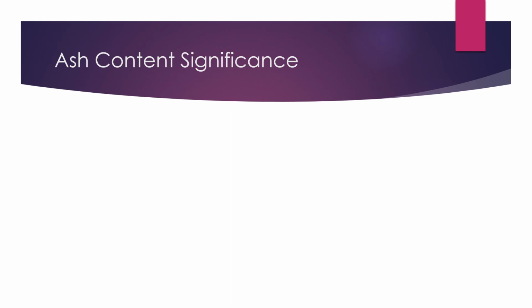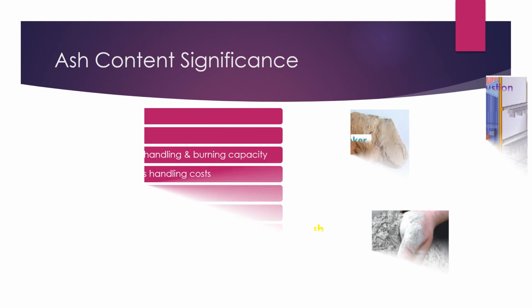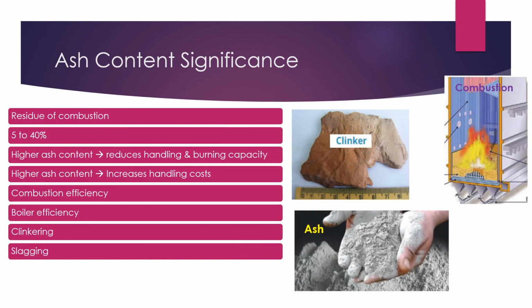Now, coming to the significance of ash content in coal, the product which is left behind after burning of coal is called ash. It is the incombustible portion which cannot be burnt further. Normally, the ash content of coal varies from 5 to 40%. The ash content depends on the source of coal. Sometimes ash content also goes up to 70%.